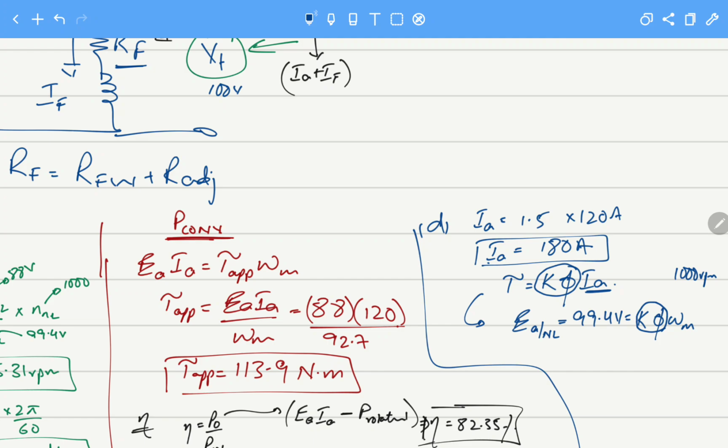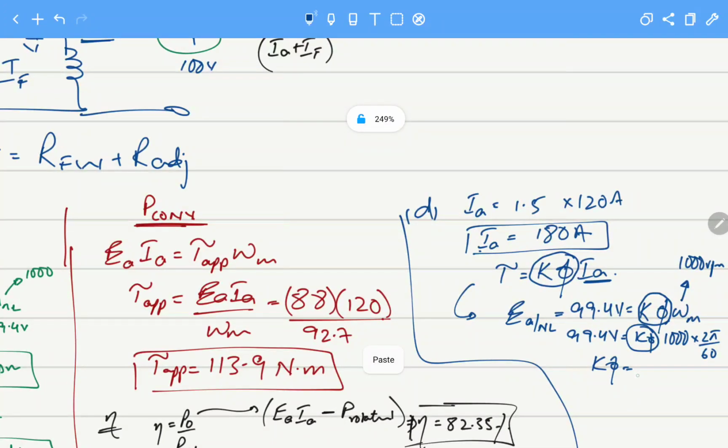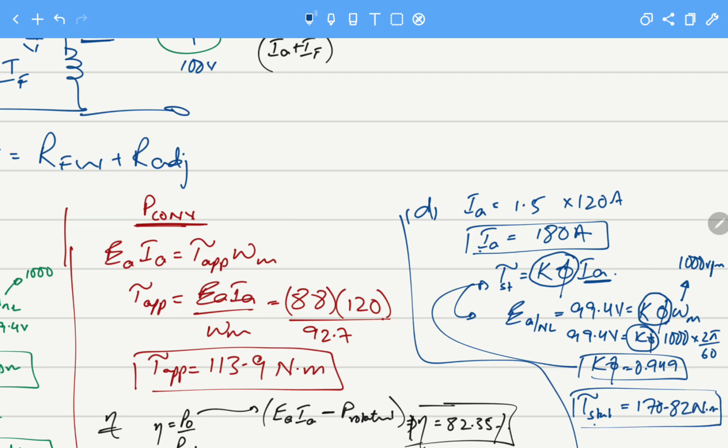So can we calculate this for the no load condition? Yes, we can, because we can write omega here. So 99.4 equals K phi times omega, which is required to be in radians per second. If we solve this, K phi equals 0.949. If we substitute this value in the torque equation, with IA as 180, we can calculate the starting torque of the machine, which equals 170.82 Newton meters. I hope it helps. Thank you.